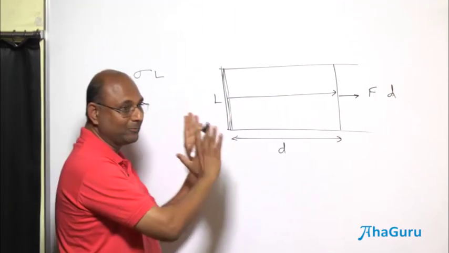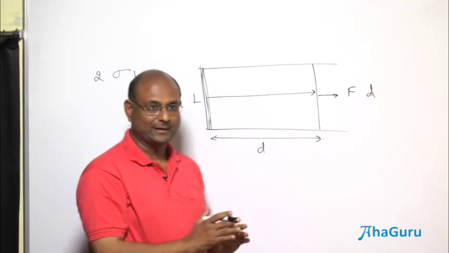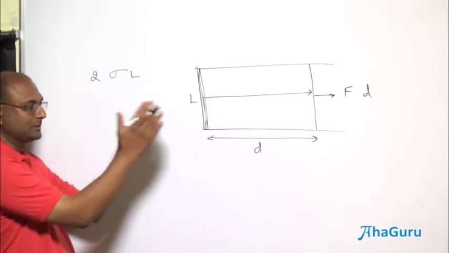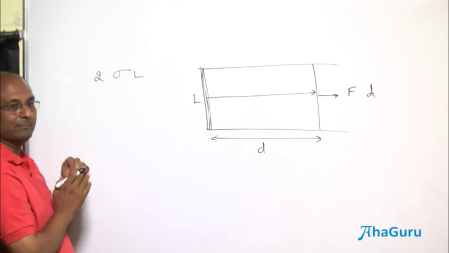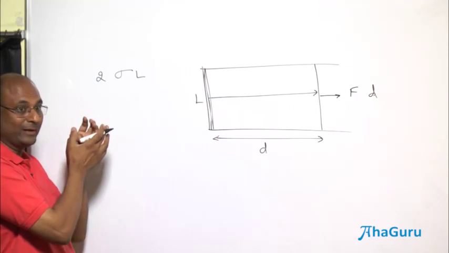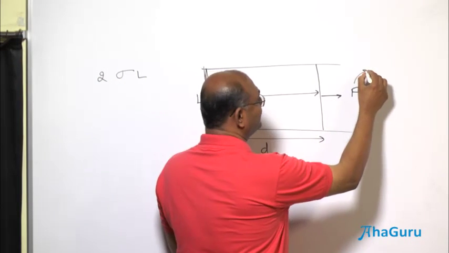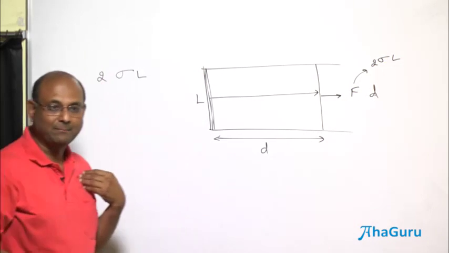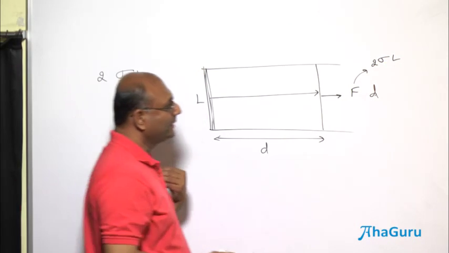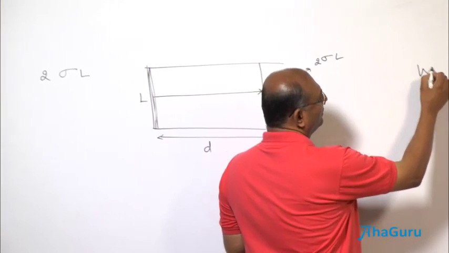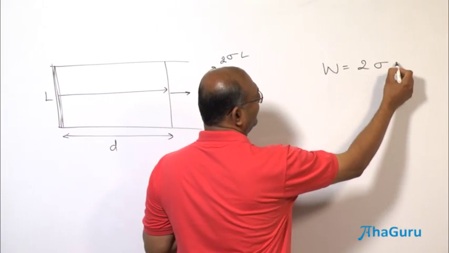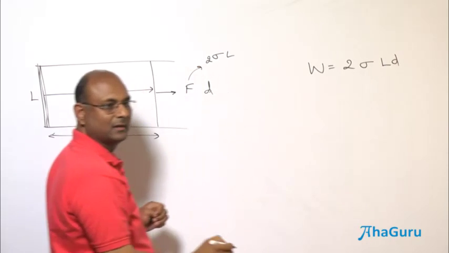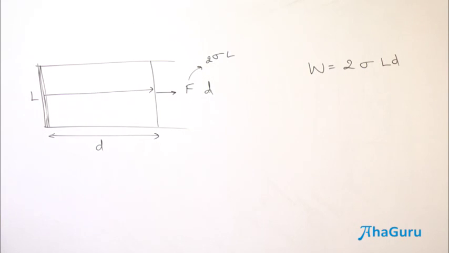This is water. I'm not talking about soap film yet. I'm just talking about water. So 2 sigma into L is the force I have to exert. So this must be F. F must be 2 sigma into L. So the work done by me is actually 2 sigma LD. But what is LD?